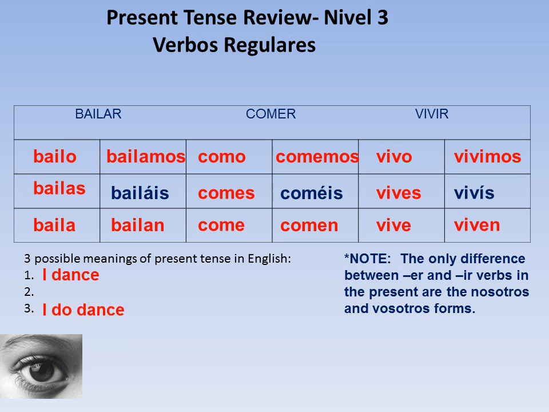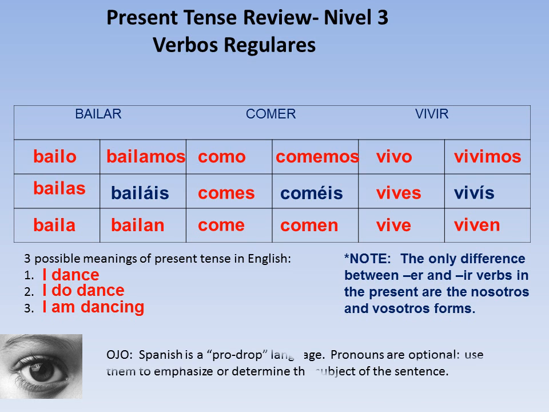We also want to talk about the meanings. So for bailo, it could have three possible meanings. In English, we have different verb conjugations for I dance, I do dance, and I am dancing. But bailo can mean any of those three, so you do not have to look for the word do or am. It's kind of already in the verb.